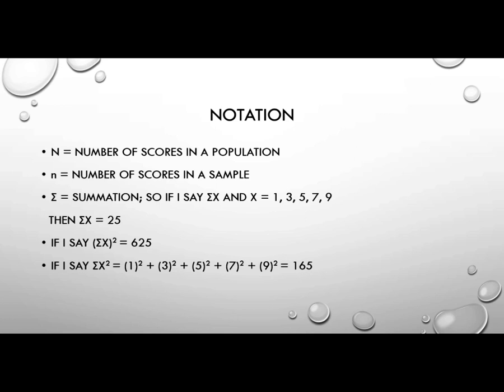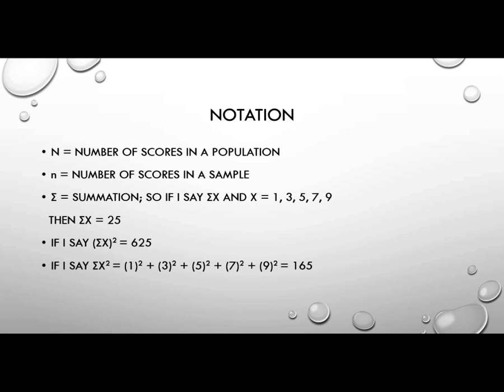So capital sigma denotes summation. I know I've said before that Greek letters mean parameter, which is a measure of a population, but this one's an exception because for every good rule there's an exception. Capital sigma just means sum it, to add it all up.